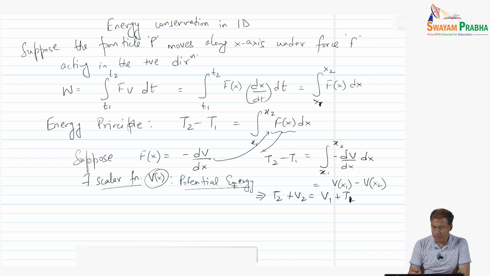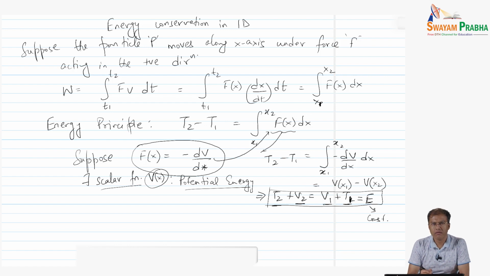Okay. So what we find is that the kinetic energy plus the potential energy of the particle in state 2 is equal to the kinetic energy plus the potential energy of the particle in state 1. So which means that the net kinetic plus potential energy of the particle does not change. Let us call this constant to be the total energy of the system, or E. So E is a constant, and we have arrived at the law for energy conservation, and that happens if and only if F, the force F, satisfies this relation with the scalar potential function.